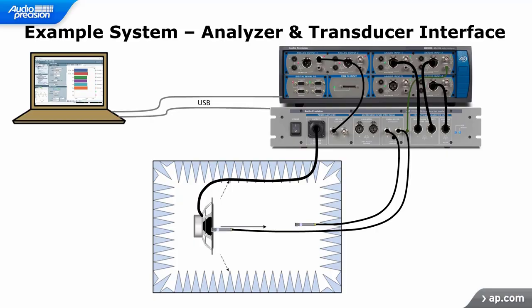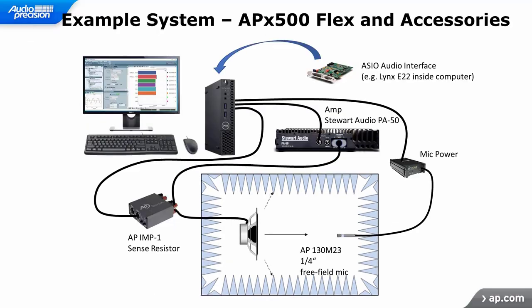As previously discussed, a near-field measurement can produce very good low-frequency results. The system shown here is configured to make both a near-field and a far-field measurement as parts of a single sequence. Note that I have shown an APX 526 analyzer here, which has 4 inputs, providing coverage for the 2 mic inputs and the sense resistor input.